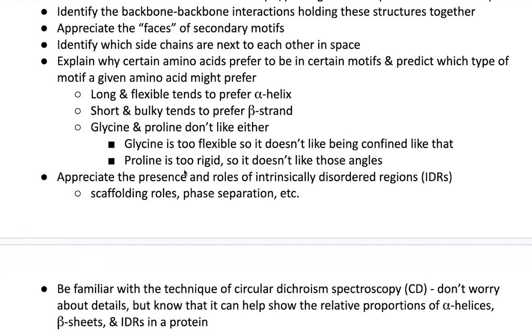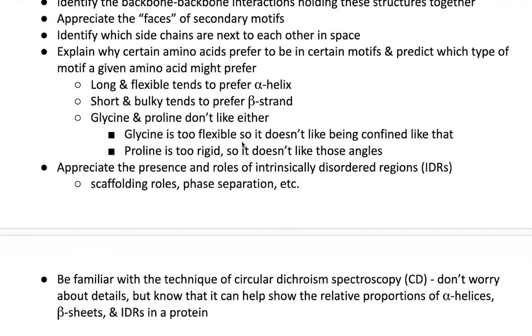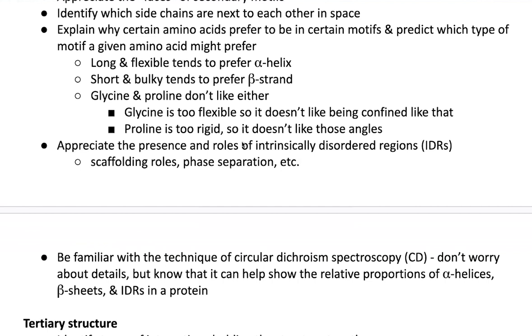And proline's too rigid, it's held in a specific shape, which with the angle doesn't conform to the beta strand or to the alpha helix. And so you also see that when you look at a Ramachandran plot, glycine and proline are going to not cluster typically with those other guys.